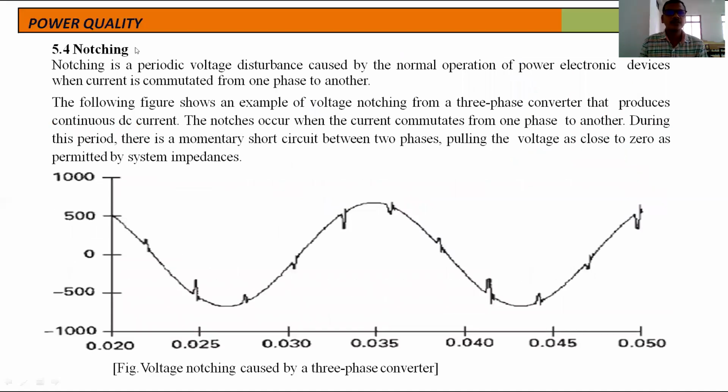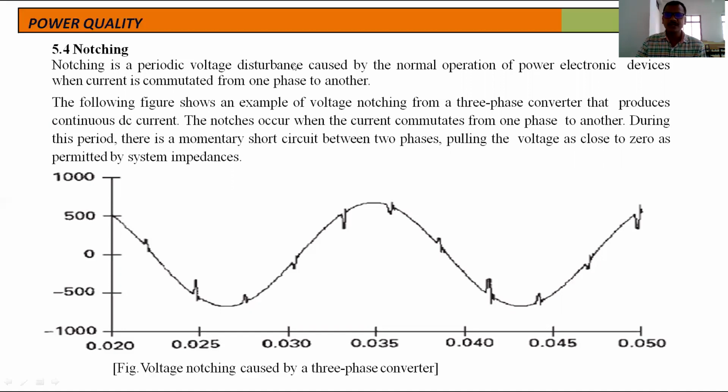Coming to the fourth point, notching. What do you mean by notching? Notching means there is a small groove, a small disturbance, which periodically comes in the waveform. You can see in the waveform there are small grooves or small deviations at regular intervals of time. These are known as notching.